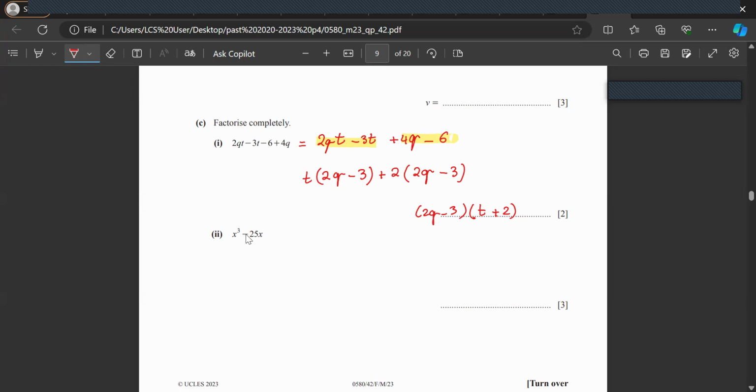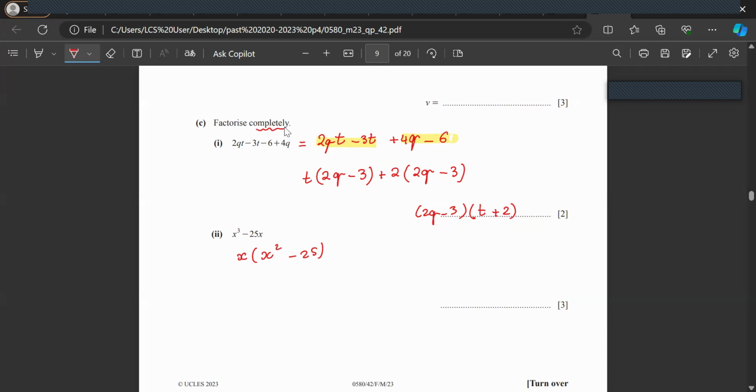q power 3 minus 25x. I will do what? It's very clear that I'm going to take a common factor. So if I take x as a common factor, what will remain? x squared minus 25. Any problem? Yes, there is a problem because he said factorize completely. If you leave it like that, you will not take the full credit of the question.